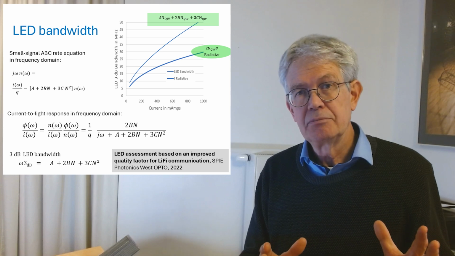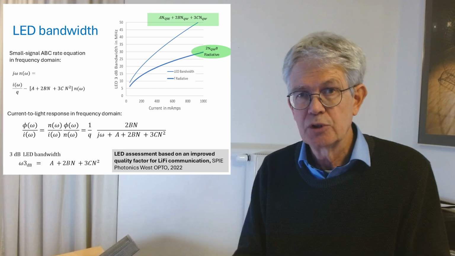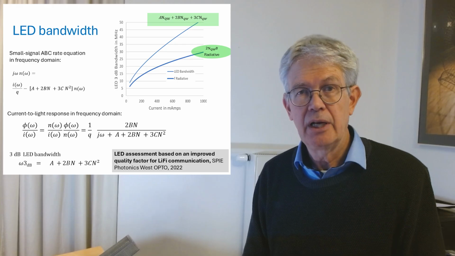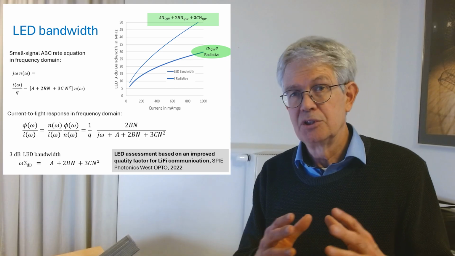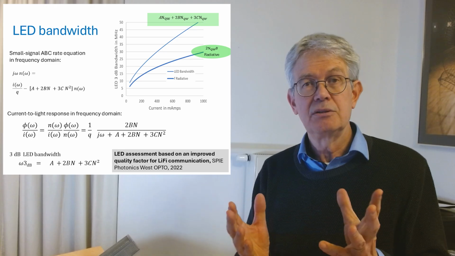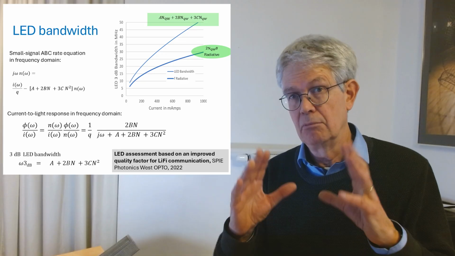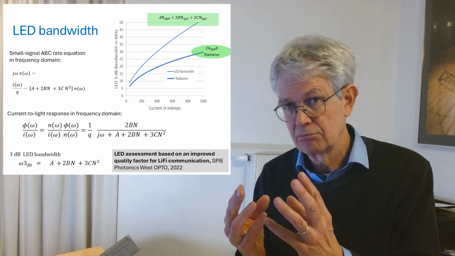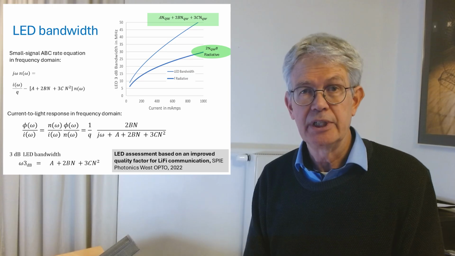Having said that, I would still like to talk somewhat about the bandwidth, the frequency response of the LED, and the previous expression, the ABC expression, which we have been writing in terms of small signals as a function of time, we can rewrite as a function of frequency. The derivative of n now becomes j omega n(omega), equal to the spectrum of the current, I(omega), divided by q, minus the recombination, a plus 2bn plus 3cn squared, multiplied by n(omega), the variations in electron pairs as a function of frequency.